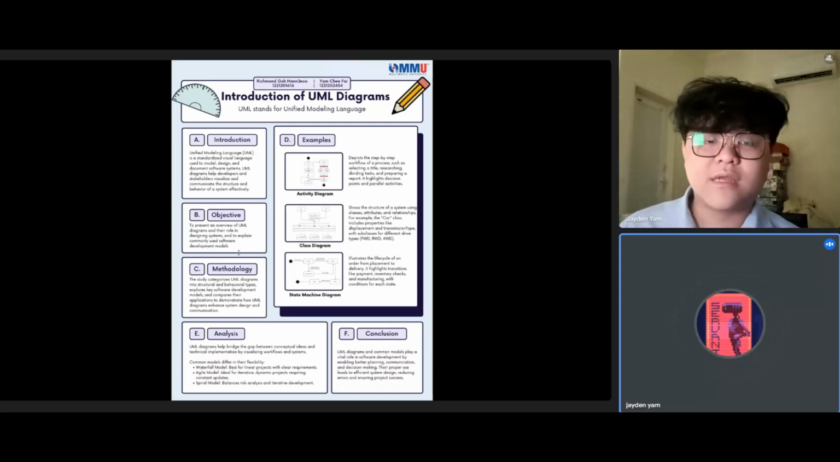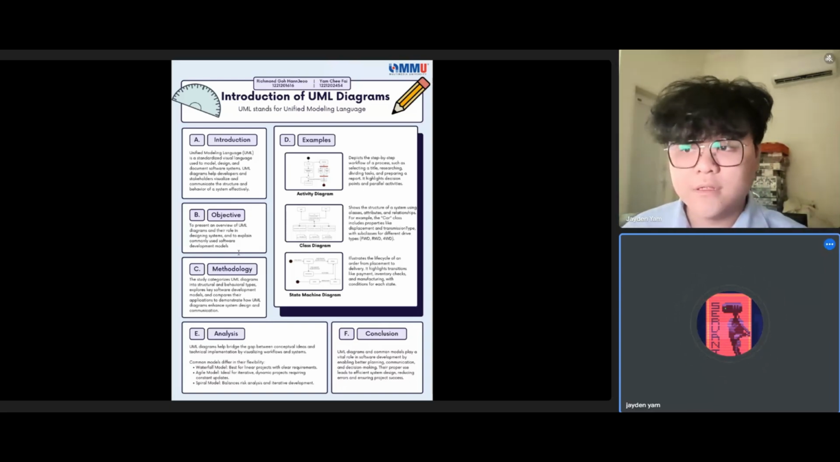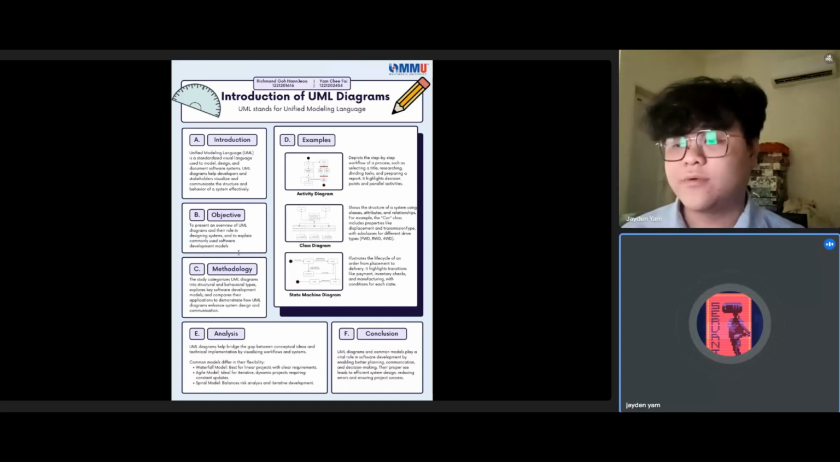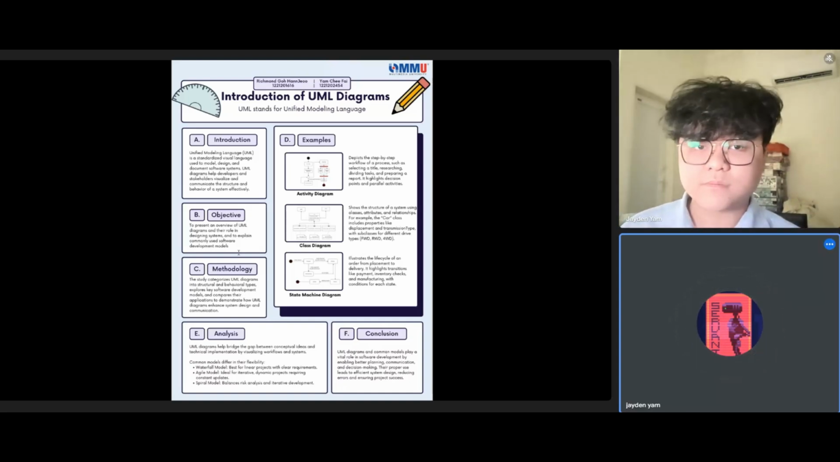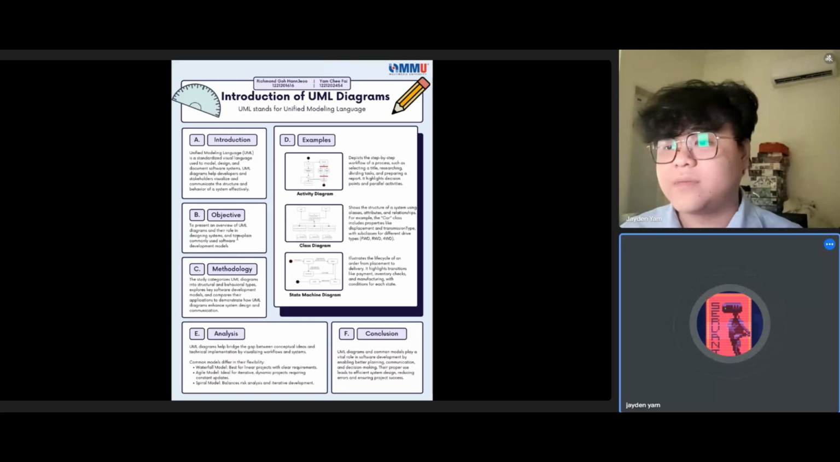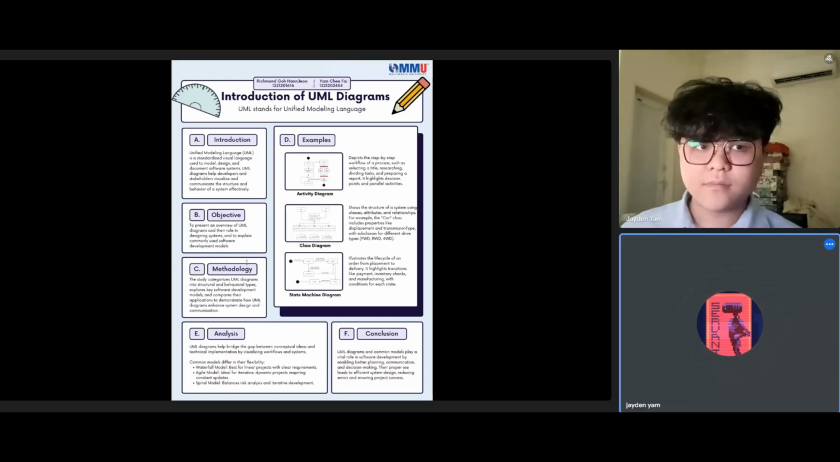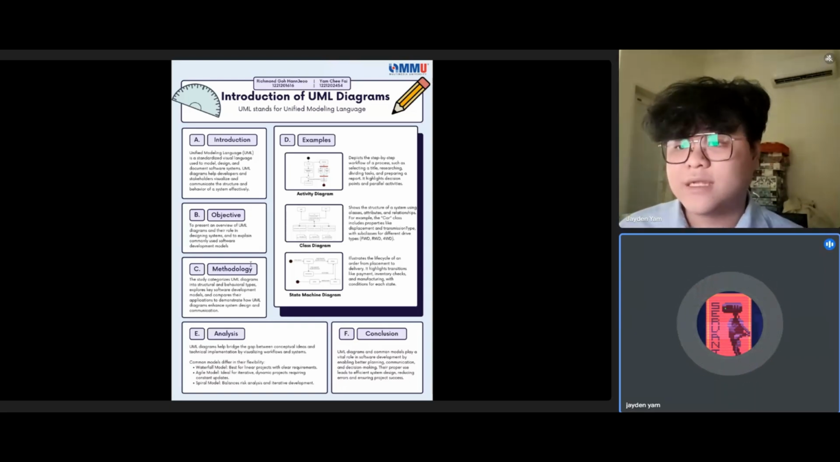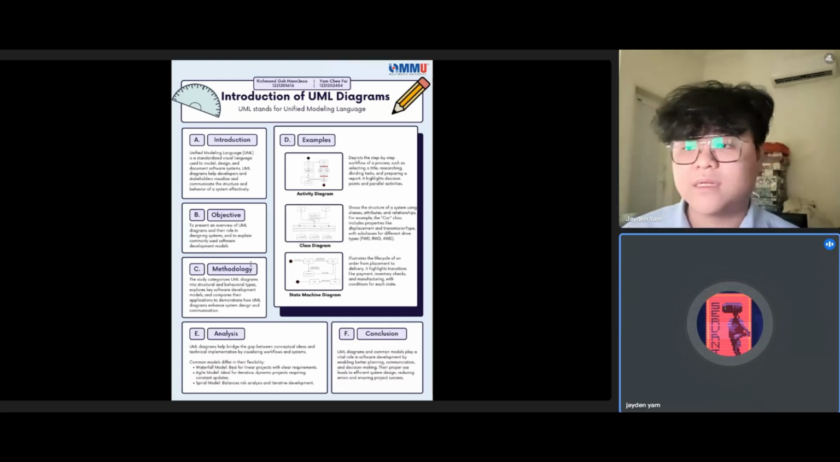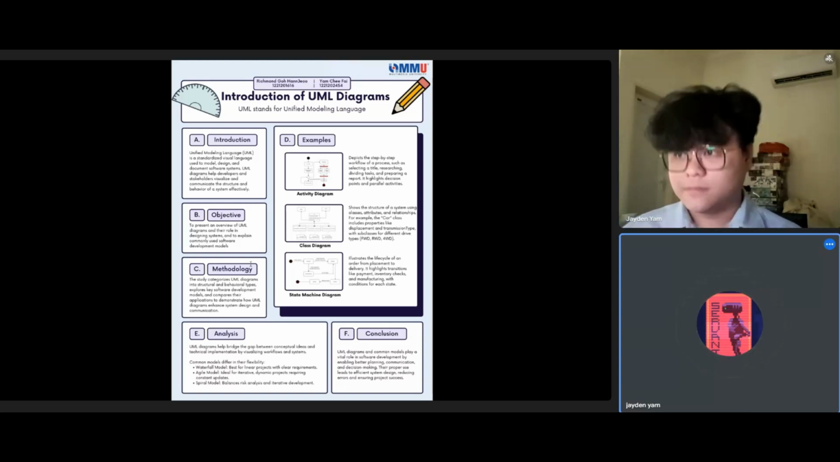UML diagrams also fit well with different software development models. For example, the Waterfall model is best for linear projects with clear requirements. The Agile model is ideal for iterative, dynamic projects that require constant updates. And the last one is the Spiral model, which balances risk analysis and iterative development.